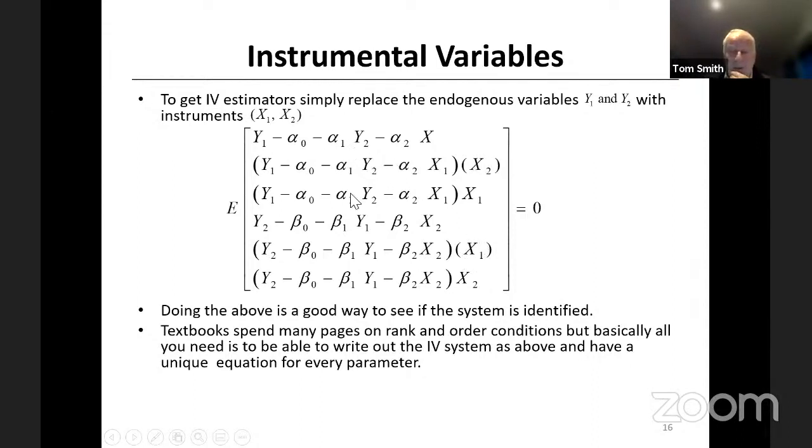So none of these equations are the same. We can easily look at this and say we have identification. They're all different equations, and each of the parameters, alpha 1, alpha 2, alpha 0, beta 0, beta 1, beta 2, can be estimated. So doing this is a good way to see if your system is identified.